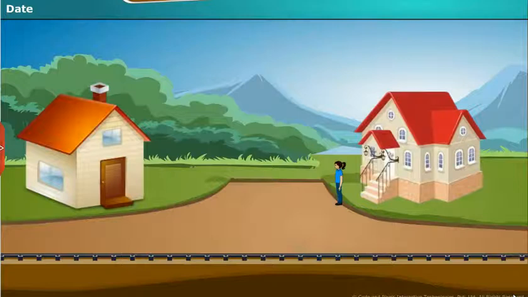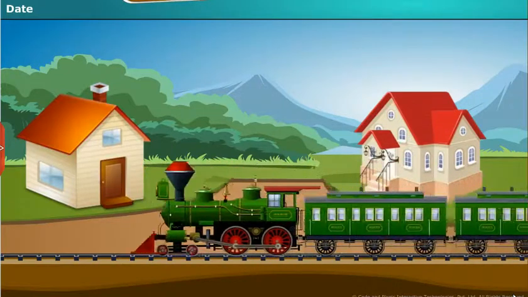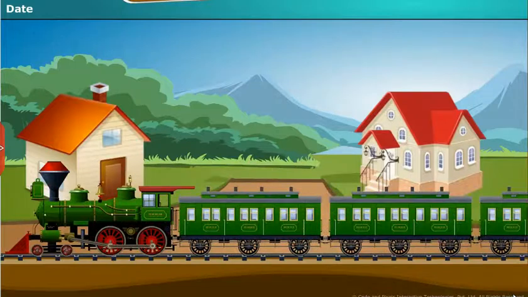Date. Let us look at the format of the date. Different activities take different amounts of time. Going from your house to your neighbor's house takes 5 minutes. But going from Hyderabad to Kolkata by train takes more than 24 hours. As we know, we have 24 hours in a day. After 24 hours, a new day begins.